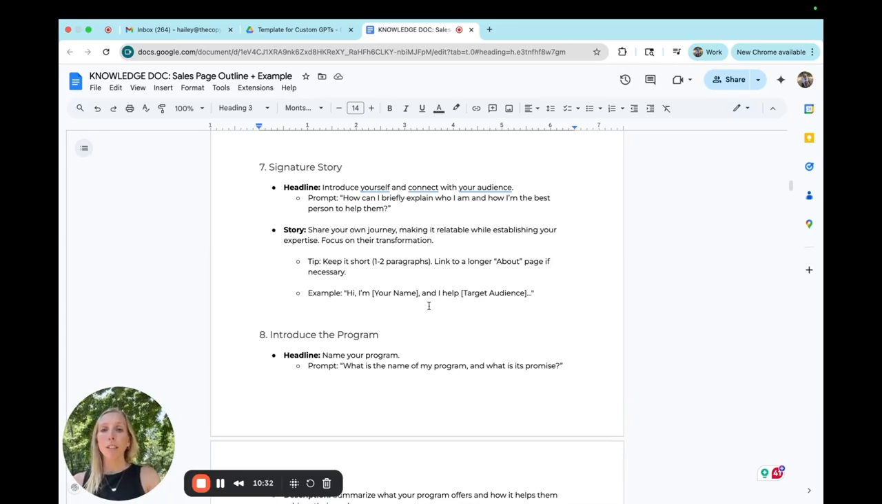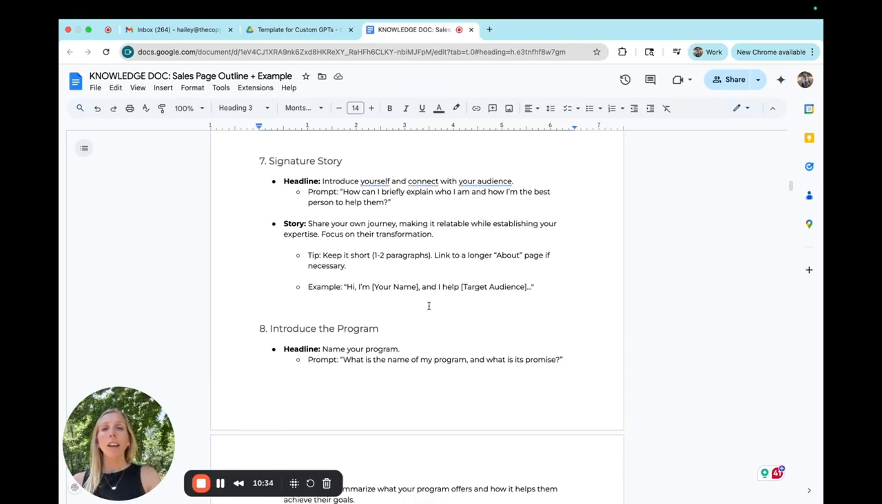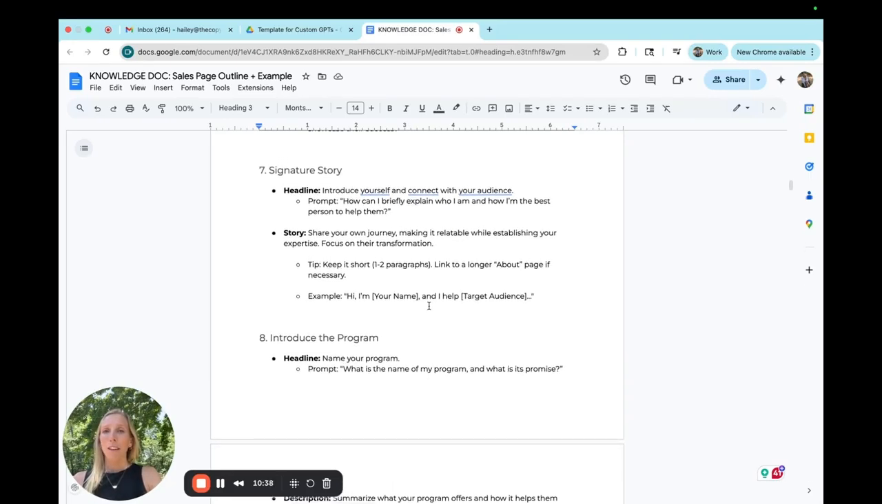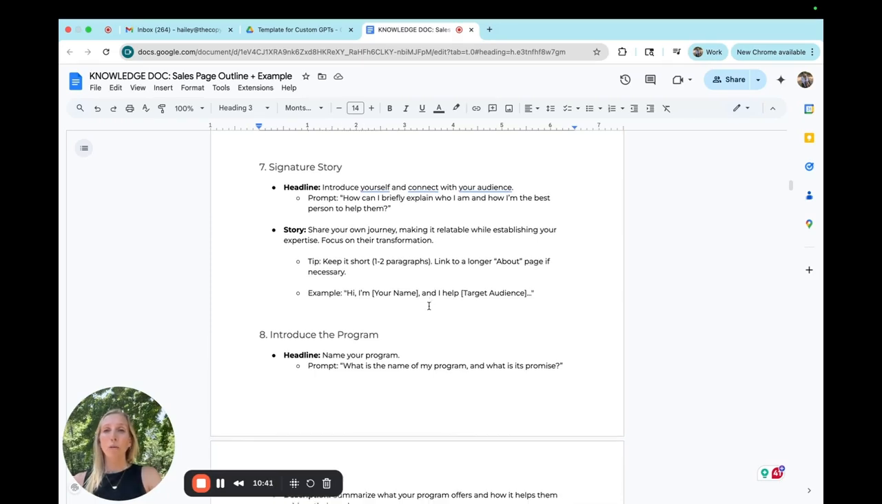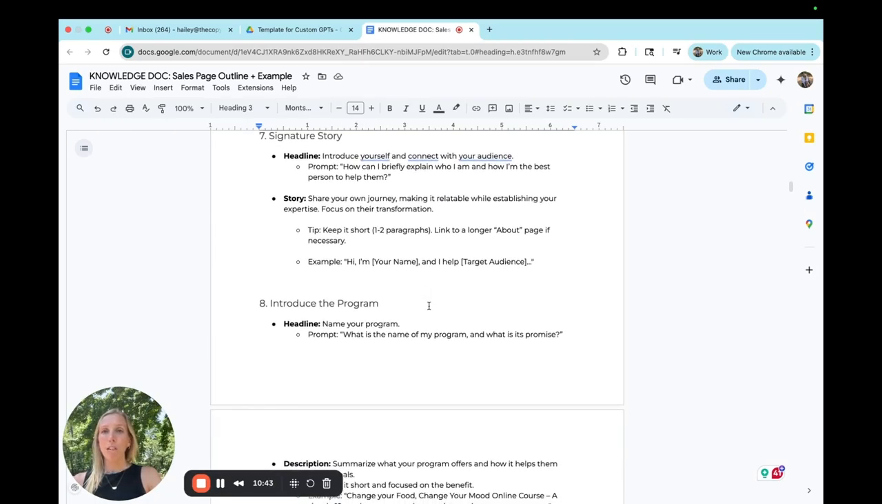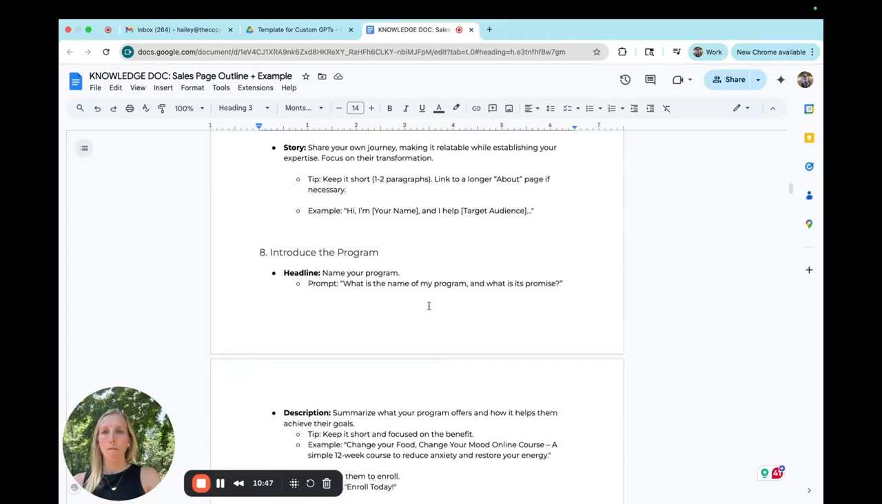And still focus on their transformation. Even though it's about you, it's still really about them. So if we're keeping this short, 1 to 2 paragraphs at most. Okay. You can always link to a longer about page, but keeping this short and powerful.